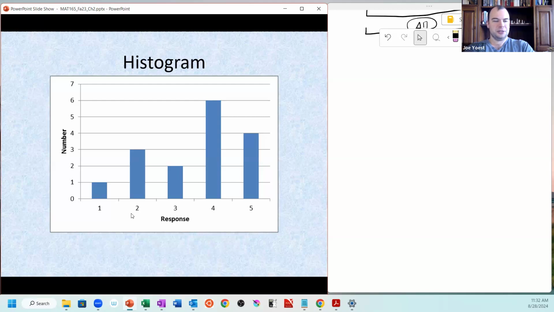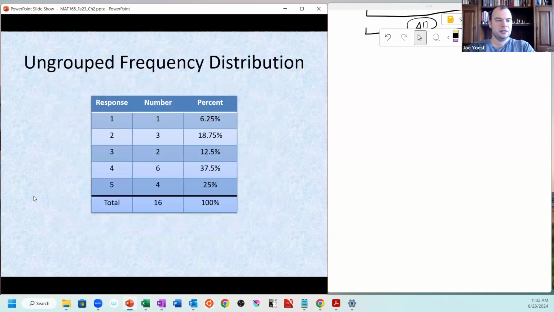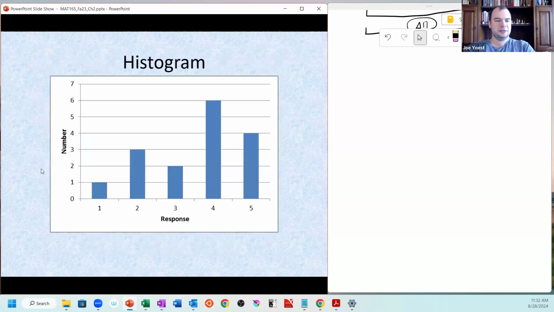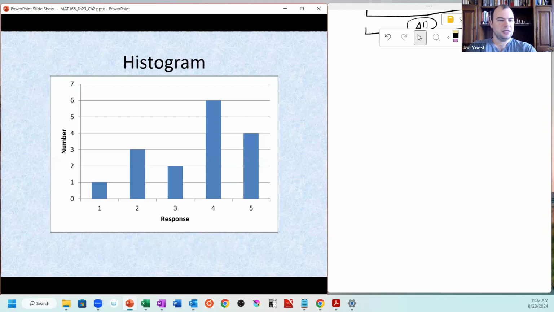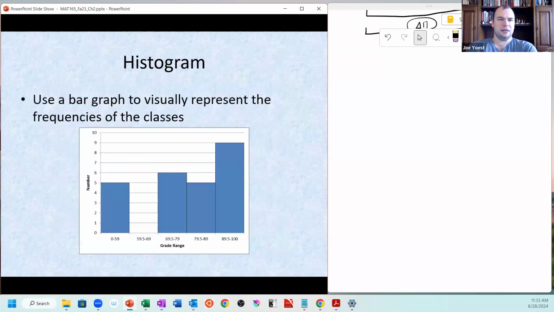This is the number of stars that we got for our survey response. So this is our 1, 3, 2, 6, 4. We see that we got 1 one-star, 3 two-star, 2 three-star, 6 four-star, and 4 five-star reviews. And I think some people might quibble that if the bars touch it's a histogram, and if they don't touch, it's a column chart. But for all intents and purposes, bar chart, column chart, and histogram essentially mean the same thing.